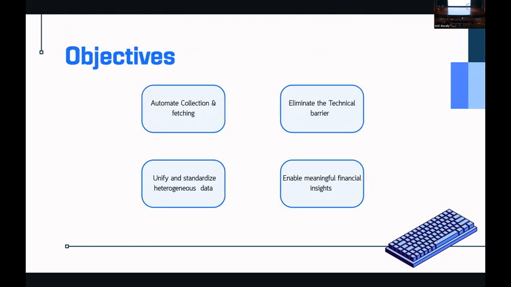And that's why we've defined these 4 main objectives. We first want to automate the collection and fetching process. We want to eliminate the technical barrier, so users don't have to write code or create pipelines. We want to combine the data from the different sources under a specific and uniform format. And we want to enable meaningful financial insights by combining the different financial domains into an analysis structure that can help highlight the correlations or relations between the data.